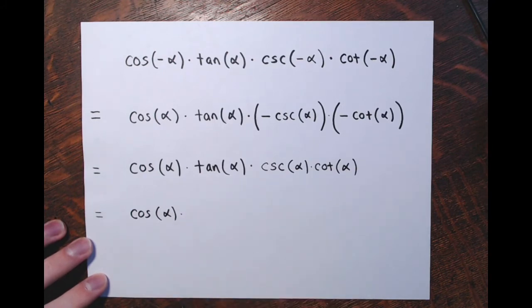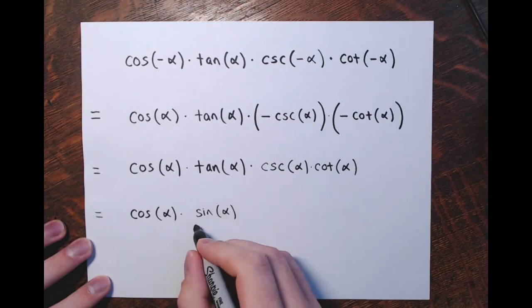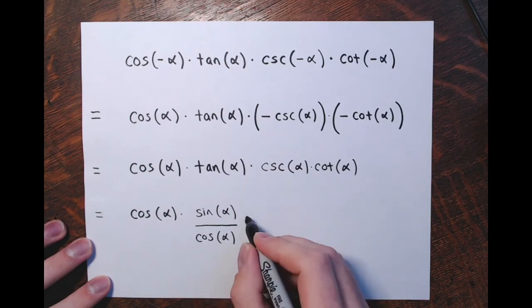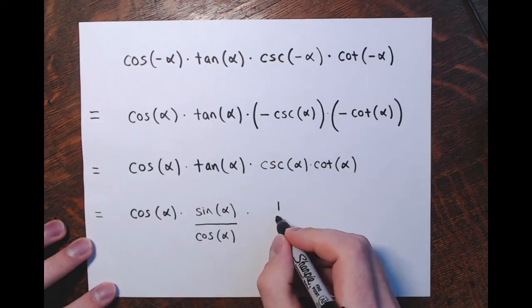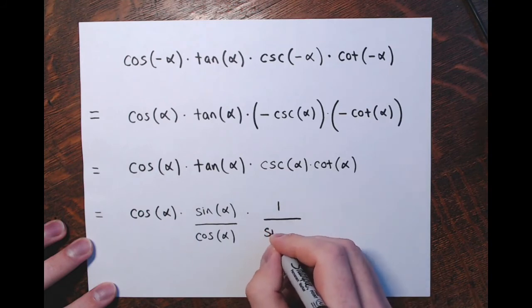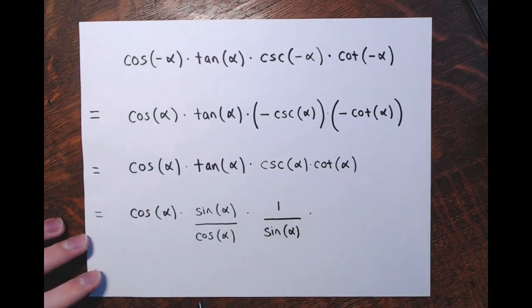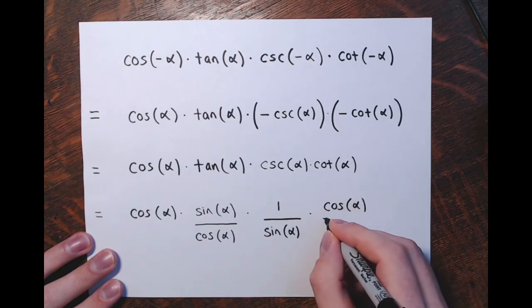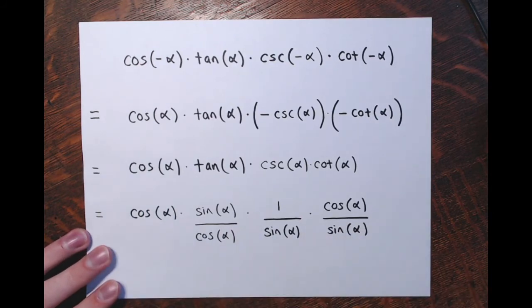The tangent of alpha, remember, is the sine of alpha divided by the cosine of alpha. The cosecant of alpha, if I want to write that in terms of sine and cosine, is, remember, 1 divided by the sine of alpha, times, and then finally the cotangent of alpha is cosine divided by sine, right? Cosine alpha divided by sine of alpha. Now, you're just multiplying a bunch of fractions.